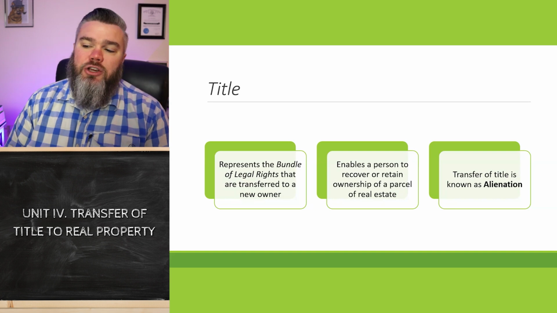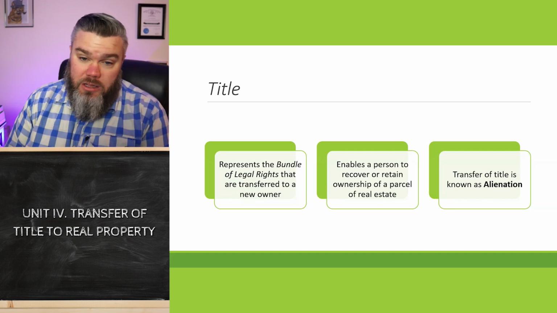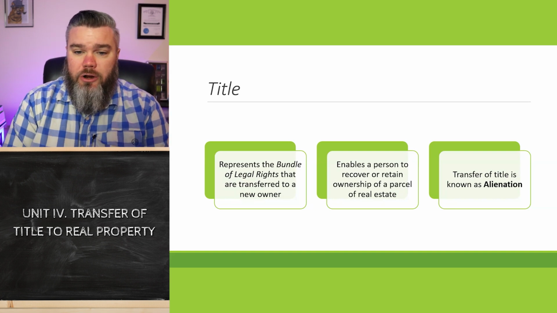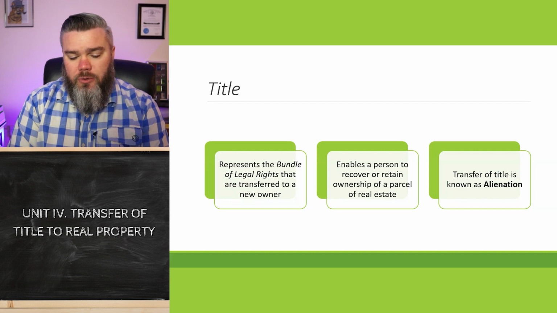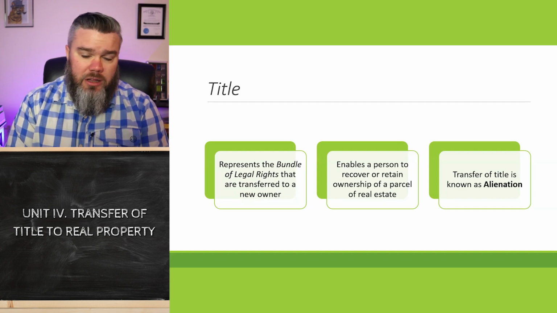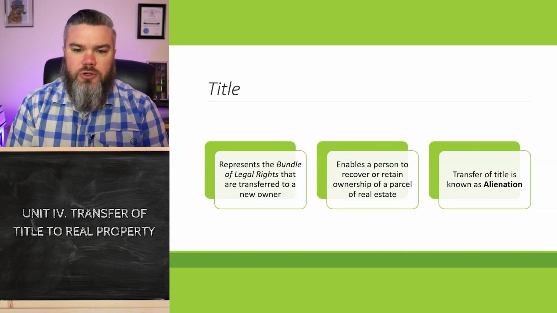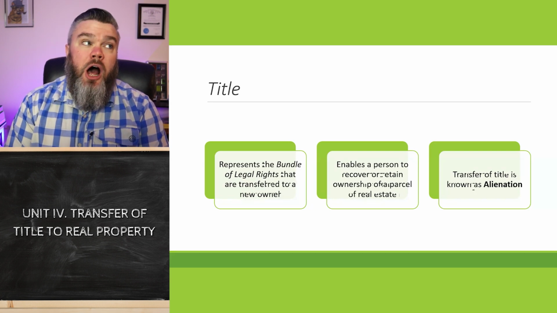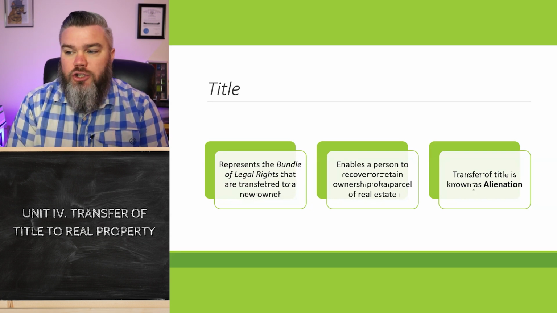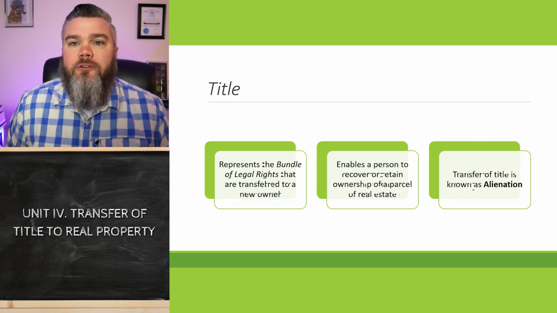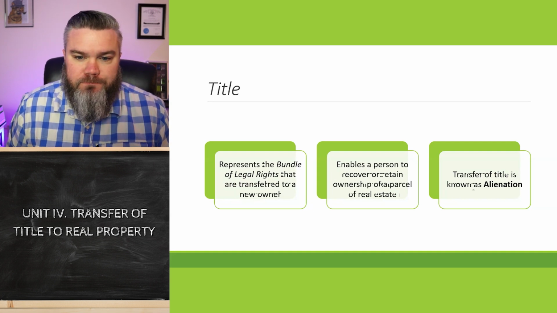And this alienation could be voluntary or involuntary, just like liens could be voluntary or involuntary. Yet again, voluntary means you chose to do it. Involuntary means you didn't choose to. Folks, what do you think the most common way that you voluntarily choose to remove yourself from the ownership of a property is?